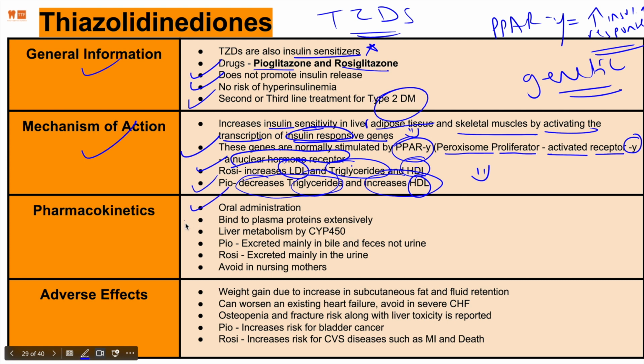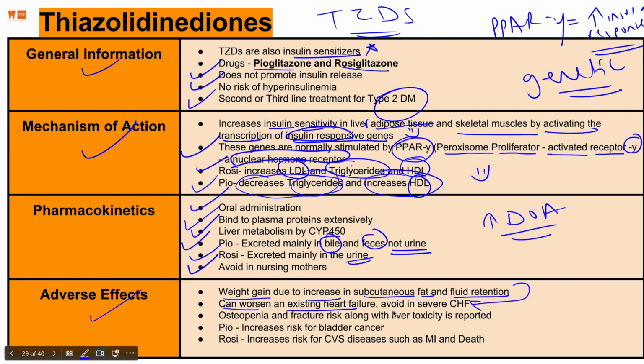They're orally administered and bind to plasma proteins extensively, which means they'll have a longer duration of action. Liver metabolism by CYP450. Pioglitazone is excreted mainly in bile and feces, not in the urine. Rosiglitazone is excreted in the urine. Avoid in nursing mothers. Adverse effects: weight gain due to increase in subcutaneous fat, and fluid retention. It can worsen existing heart failure. Avoid in severe congestive heart failure because of fluid retention.